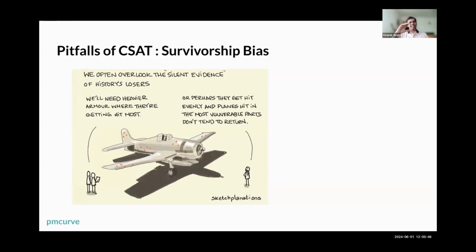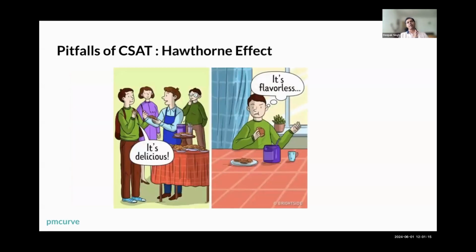In fact, inverting this problem leads to the conclusion that maybe every plane that got hit in these parts actually survived, and every plane that got hit in the parts where these planes didn't get hit actually didn't survive. So we should put heavy armor on places where there are no bullets, right? And that's survivorship bias. And that's very, very common with CSAT. Another reason why I don't like CSAT as a proxy for PMF.